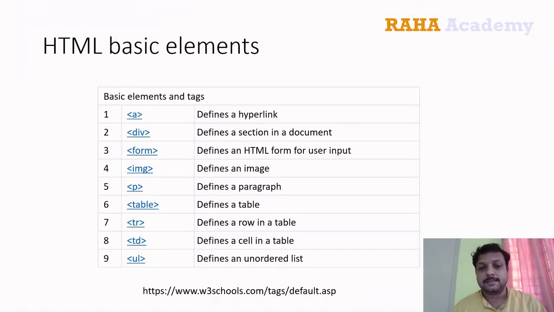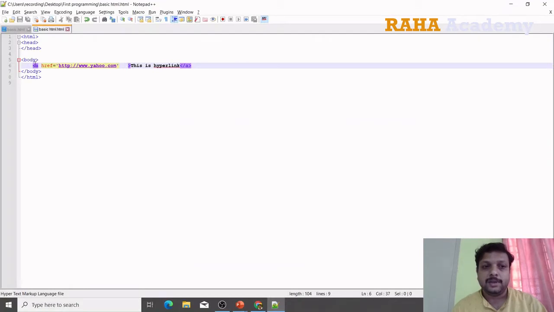Every element has some set of basic attributes, and then some attributes which are specific to that tag. Like for the anchor tag, we have this href. This is not used in all the other elements. It's used specifically for the anchor tag, that's the hyperlink tag.